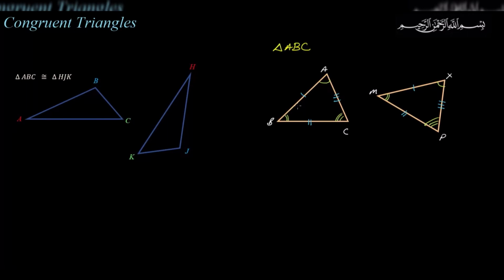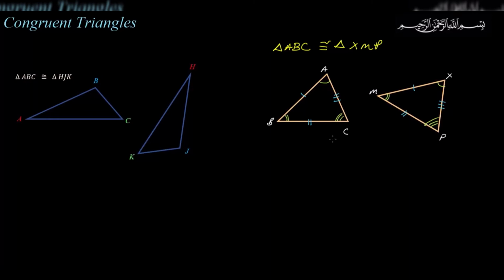So we can say triangle ABC, starting with A, that's X, and B here is M. B corresponds with M because the two tick marks are there for the angle, and C corresponds with P. So we can say triangle ABC is congruent to triangle XMP, can't we?